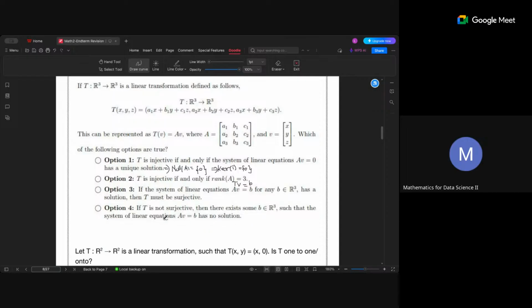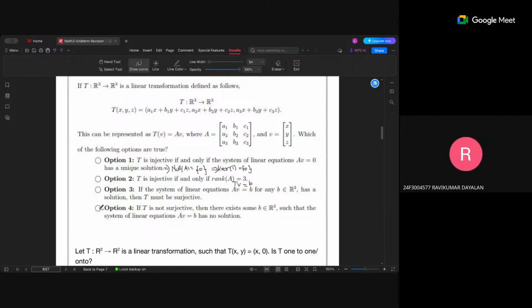If you know these, you are almost able to answer most of the questions related to injective and surjective, either in the matrix form or in the transformation. If you have an understanding of these points, you will be able to answer most of the questions from this topic. So please try to understand all these options here.